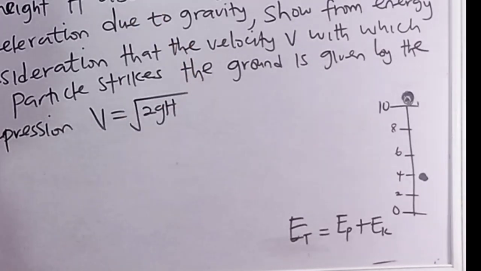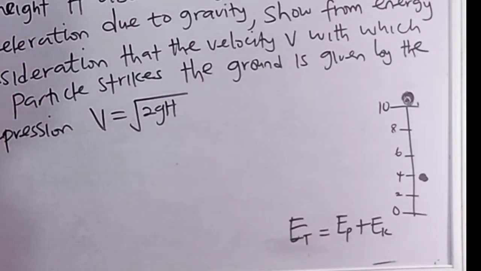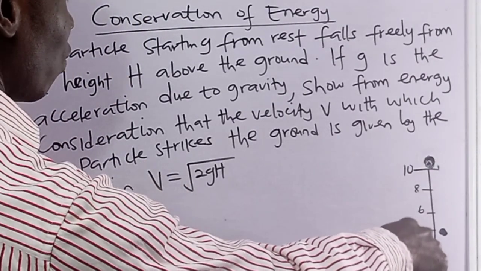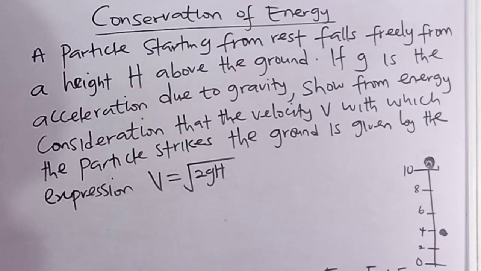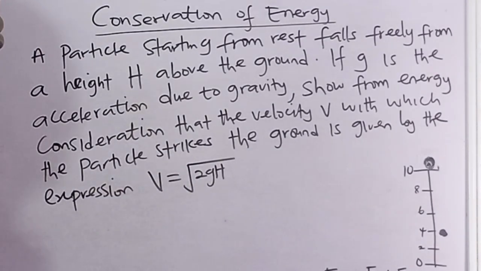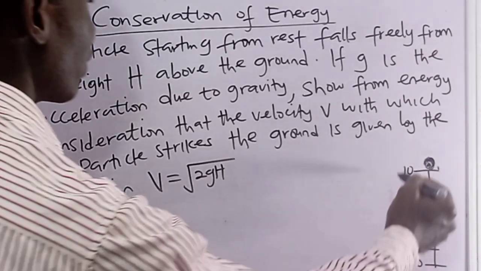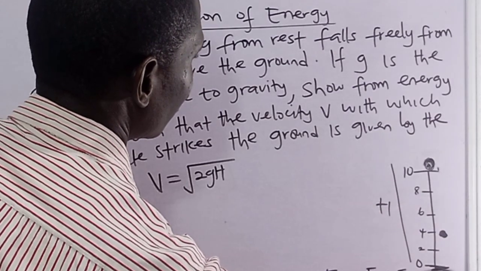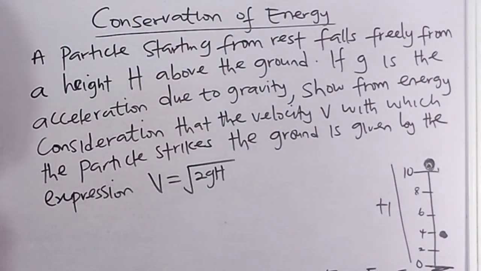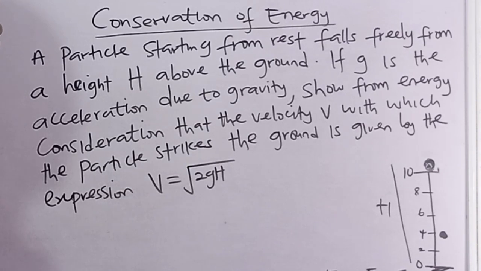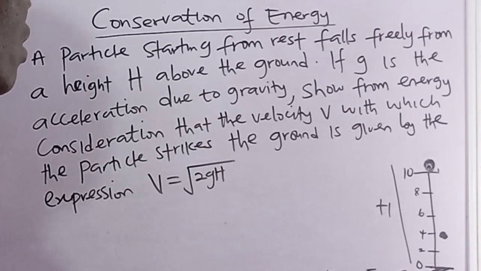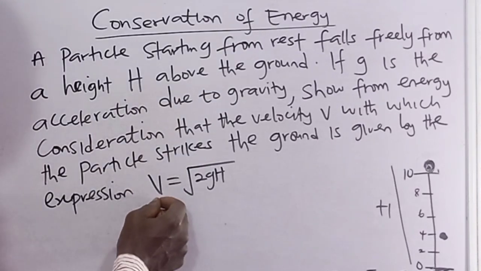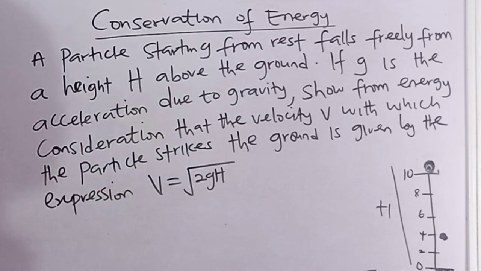Okay, let's quickly look at this question and apply what we just looked at. Let's look at the complete question. A particle starting from rest falls freely from a height h above the ground. If g is the acceleration due to gravity, show from energy consideration that the velocity v with which the particle strikes the ground is given by the expression v is equal to the square root of 2gh.